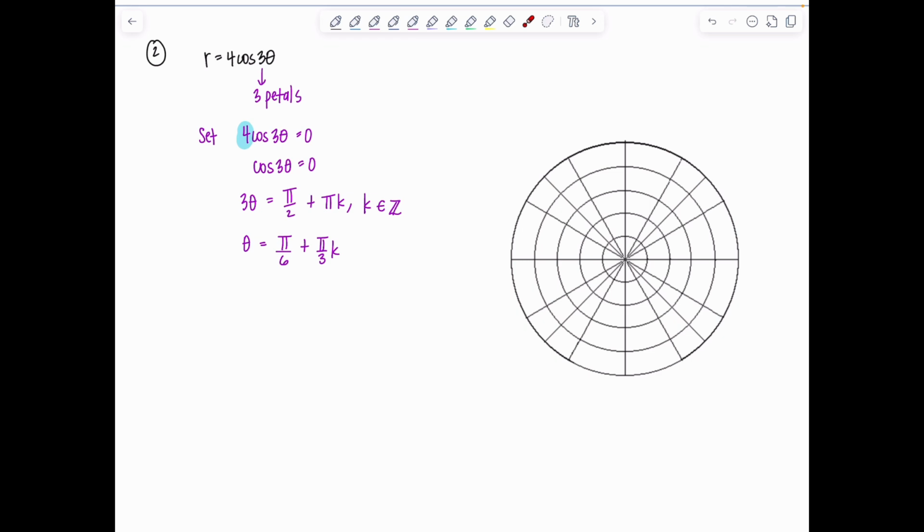Because of the way its period is and where it hits its max and min compared to the graph of sine. So I'll start my table at pi over 6, and then every pi over 3, we're going to get a petal traced out. Halfway is where the max is going to be. So I'm not going to list as many values this time. Watch how we do it.